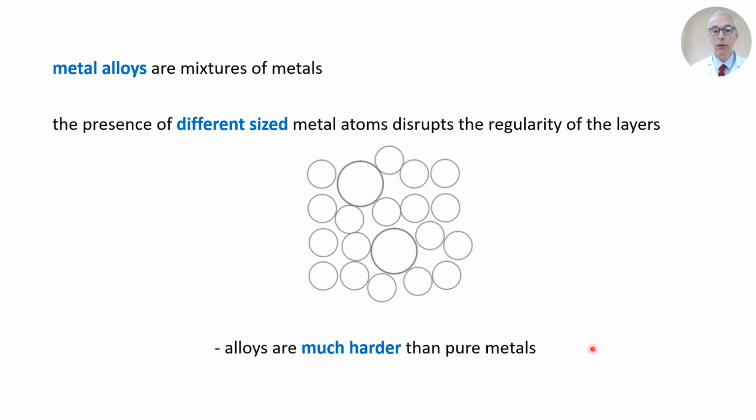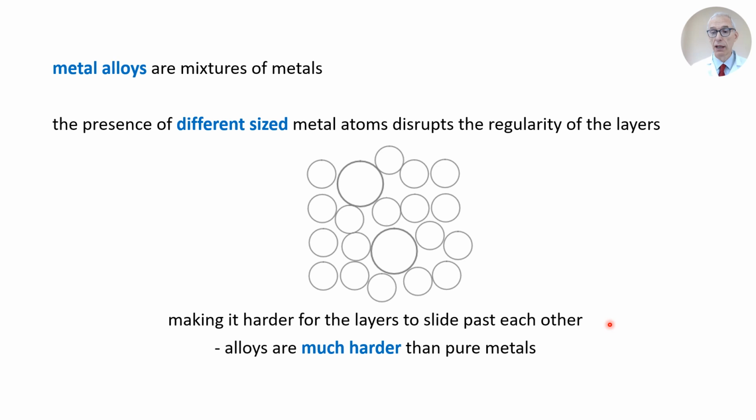Pause. Can you come up with a reason for why alloys are much harder than pure metals? Come back when you've had a think and written something down. Okay, so the answer lies in the ability of the layers to slide past each other. The fact that the regular layer structure is disrupted means that the layers can no longer slide past each other as easily, and therefore alloys are much harder than pure metals.